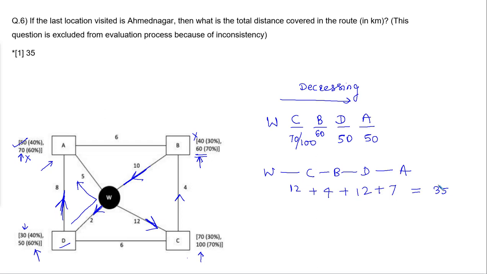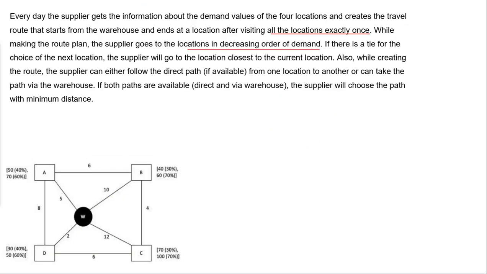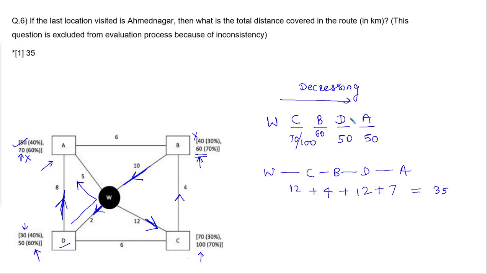Now why is this question wrong? Why is this data inconsistent? Because one of the statements in the paragraph is, while creating the route, if there is a tie, then supplier will go to the closest location. So over here, there is a tie between D and A. Once supplier reaches point B, which one is the closest location for supplier from point B? Obviously it is location A.